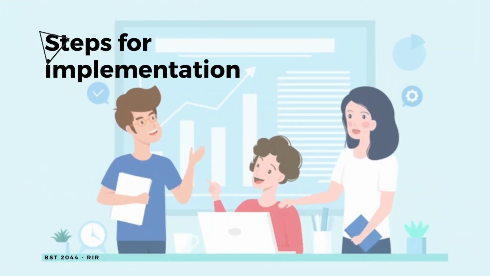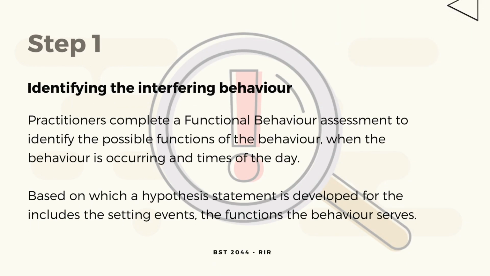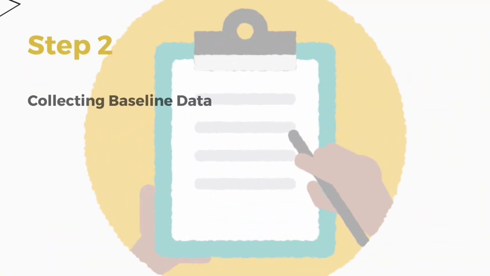RIR involves 4 steps for implementation. Step 1. Identifying the interfering behavior. Practitioners identify an interfering behavior that they would like to decrease. Practitioners complete a functional behavior assessment to identify the possible functions of the behavior, when the behavior is occurring, and what time of the day. Based on this, practitioners develop a hypothesis statement for the behavior that includes the setting events and the functions of the behavior.